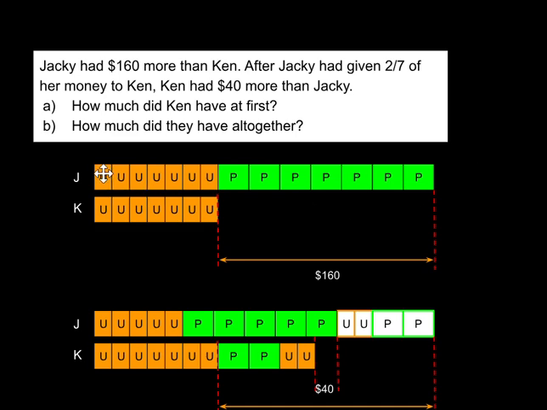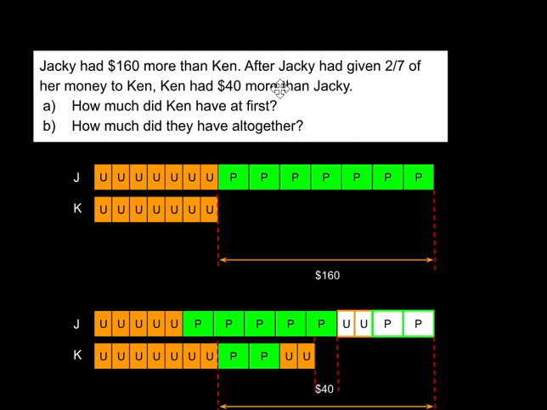First, I know that Jacky has $160 more than Ken, so I just draw a long orange bar that is equivalent to Ken. I don't divide into 7 units yet. And I know there's $160 more. So this is my first diagram. Remember, I just draw one long orange bar and one long green bar.